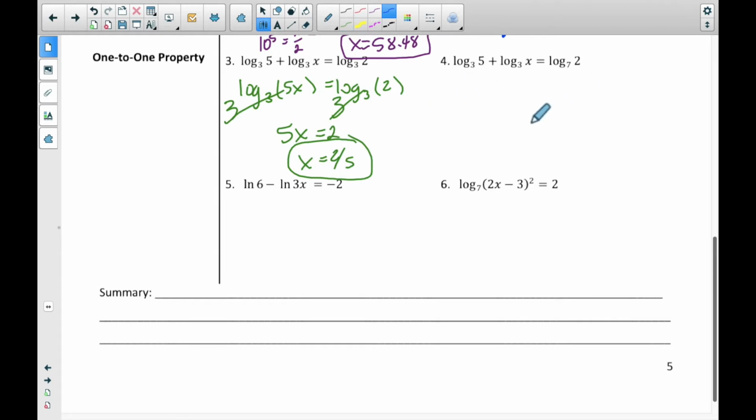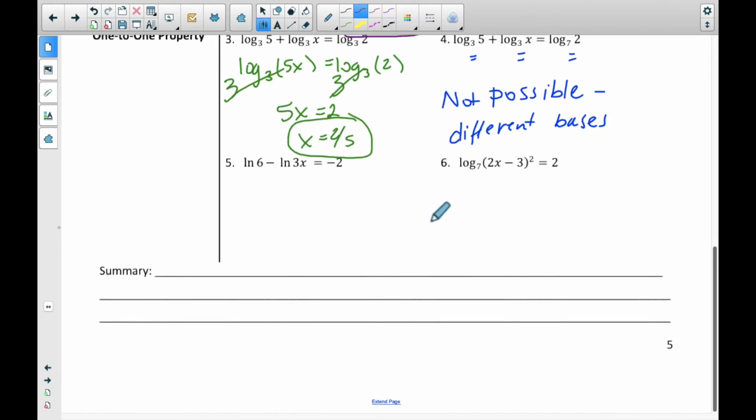However, if we look at number 4, even before I condense it, I can see that something's wrong. Do you see what's wrong? I have a base 3, a base 3, and a base 7. This one is not possible. Well, it's not impossible. It can be solved. We just, in this class, are not going to get there. So for us, if it does not have a common base, then we're going to skip it. Okay, a couple more examples.